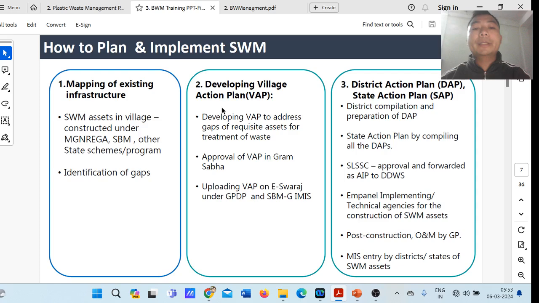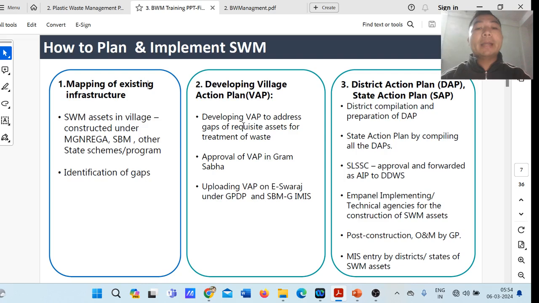And number two is the development of a village action plan, VAP. I'm talking about the rural villages, but it can be applicable even in the urban area, urban town also. The town council or even the ward can also start.